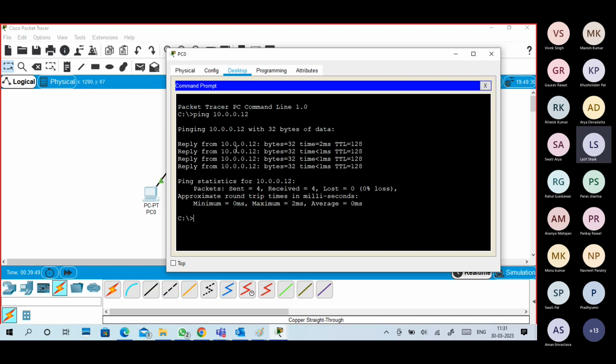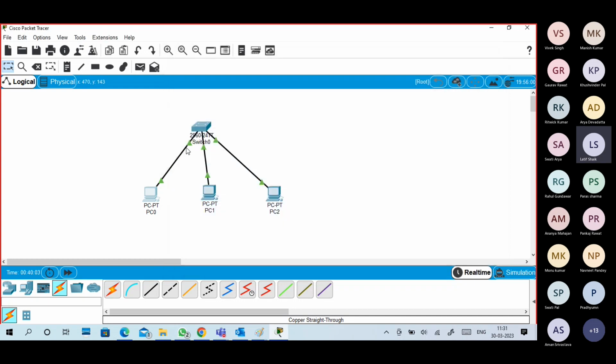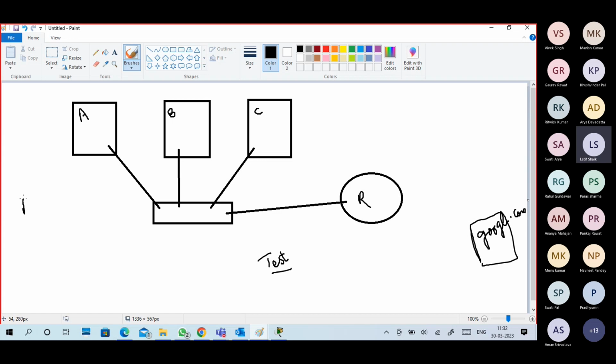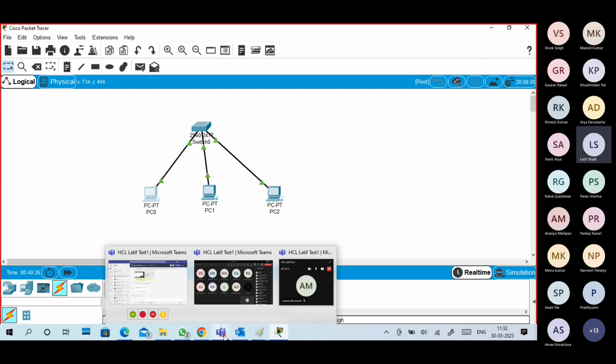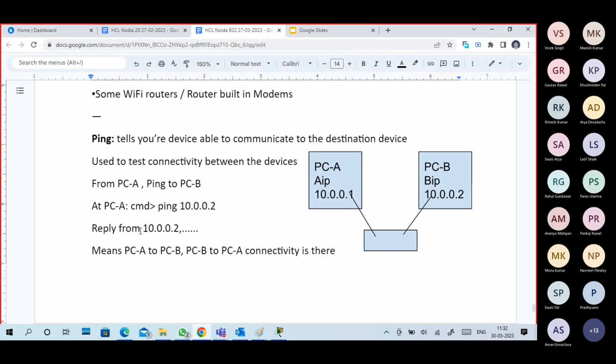I'm getting a reply from the 12 PC. A reply from 12 means both-side communication is there. It means I can send a packet here, and the packet travels here and comes back from here to here. Ping is an echo type. Echo type means A sends a packet to B, B receives it and replies to A. That's why we are getting reply from. So getting a reply means A to B, B to A, connectivity is there. Communication is clear.